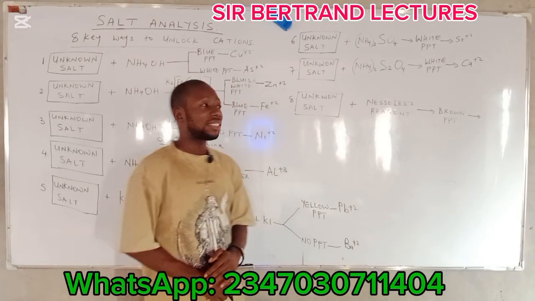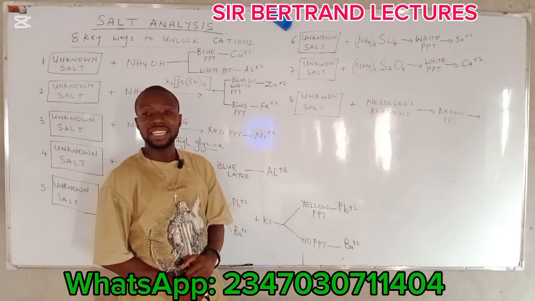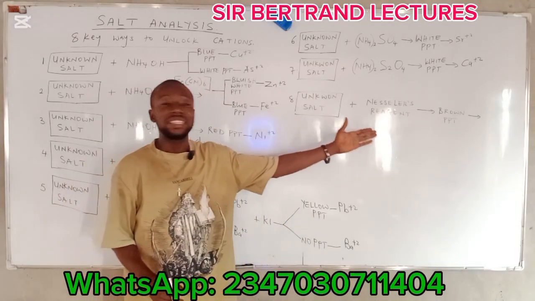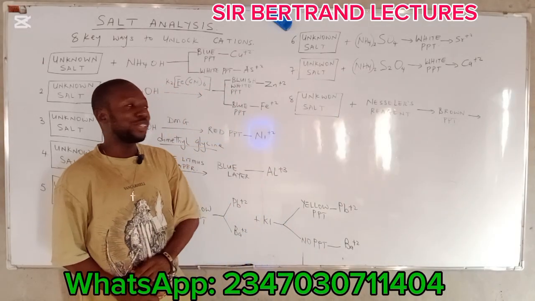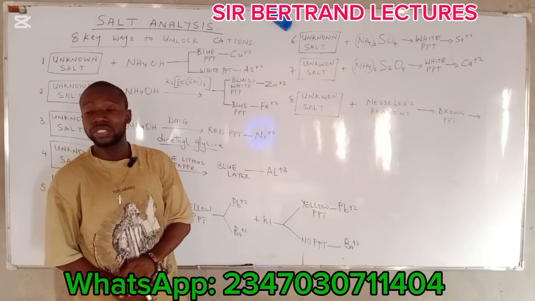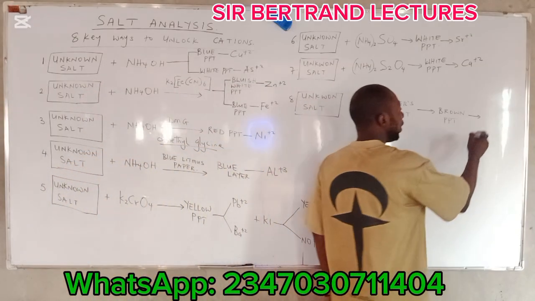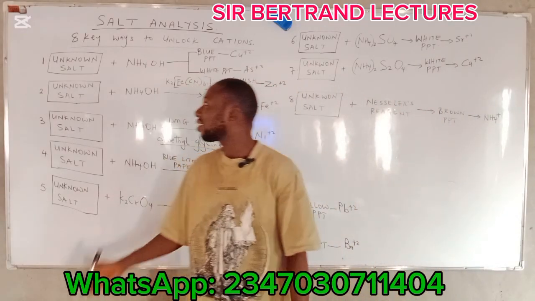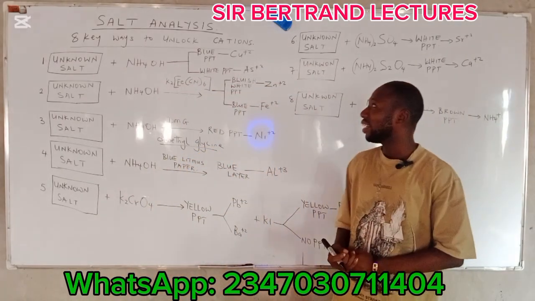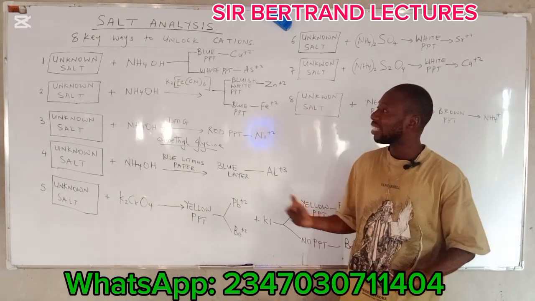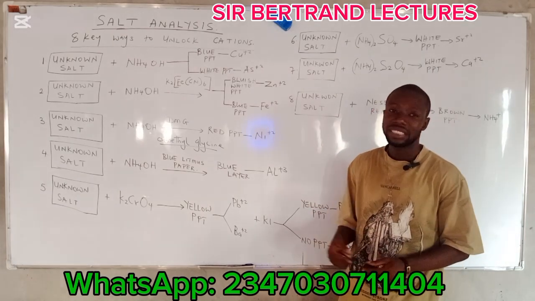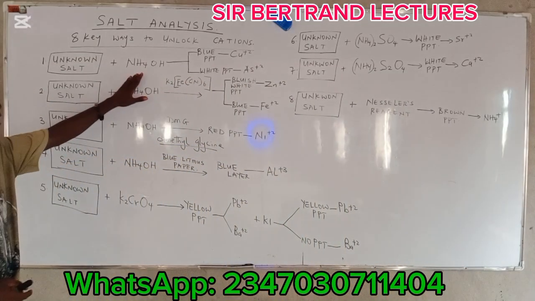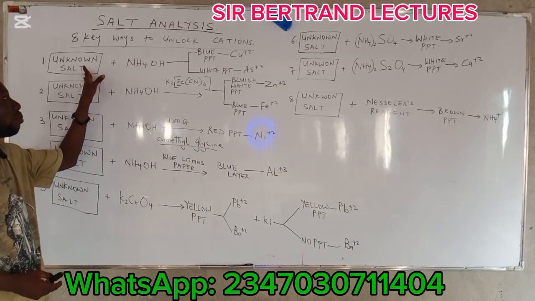Then, the number 8 key to unlock the cations present in an unknown source sample. Here you introduce Nessler's reagent to an unknown source sample, and that will give us a brown precipitate to indicate the presence of ammonium ion. All right? So these are the 8 key ways to unlock cations that are present in the salt sample that is unknown. Number one, you added ammonium hydroxide to the salt sample.